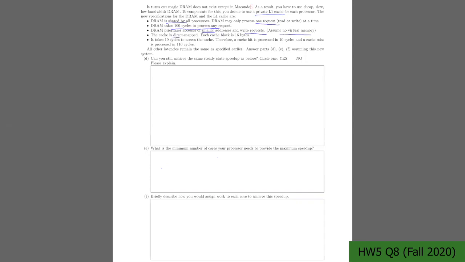The cache is direct map. Each cache block is 16 bytes. It takes 10 cycles to access the cache. Therefore, a cache hit is processed in 10 cycles, and a cache miss is processed in 110 cycles. Why? Because 10 cycles for querying the cache and 100 cycles to go to DRAM because the data has missed in the cache. All other latencies remain the same as specified earlier. Answer parts D, E, F, assuming this new system. Can you still achieve the same steady speed up as before? Circle yes or no, and then please explain.